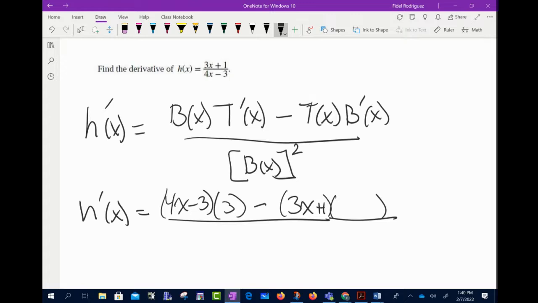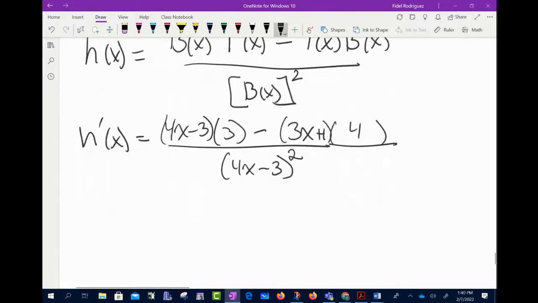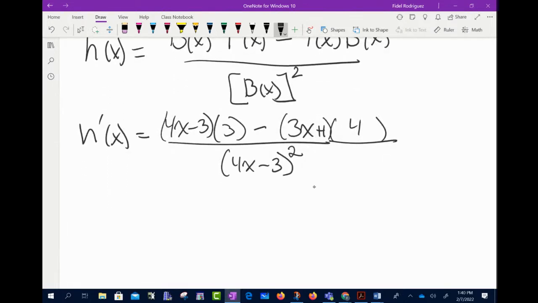Times the derivative of the bottom. What's the derivative of 4x minus 3? 4. Excellent. All divided by 4x minus 3, what? Squared. There you go. Boom. Okay, so guys, let's at least clean up the upstairs a little bit, and then we'll stop there in terms of simplifying this thing.